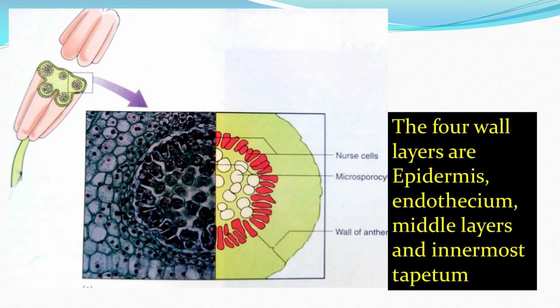These are very large cells, and the endothecium is ultimately responsible for dehiscence. Inner to the endothecium, the epithecium is single layered; the endothecium is a single layer of large cells, and the middle layers are very small cells, 2 to 3 layers inner to the endothecium. The innermost layer of the wall is the tapetum. That is highly significant.